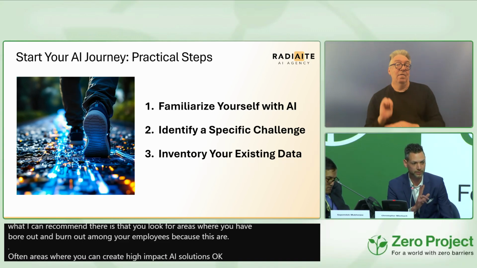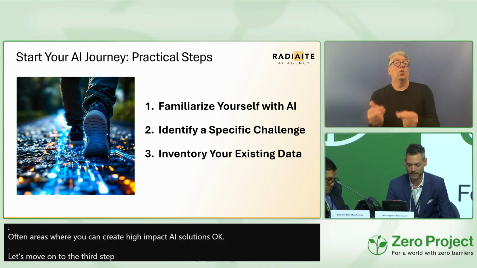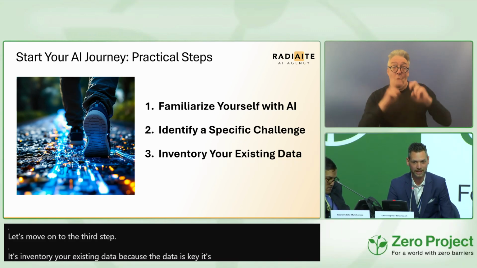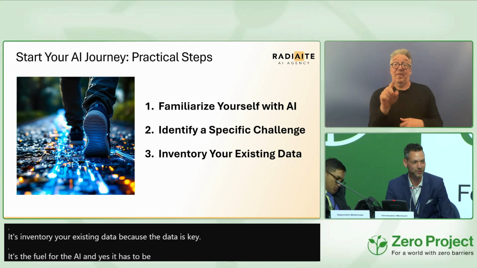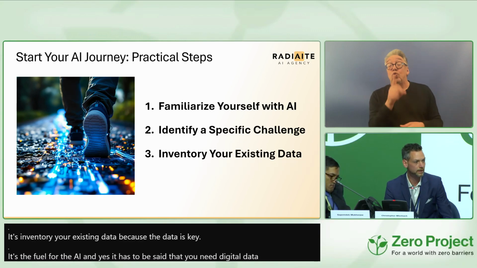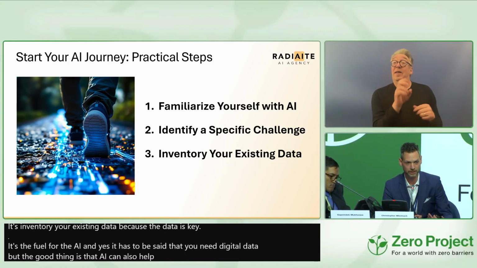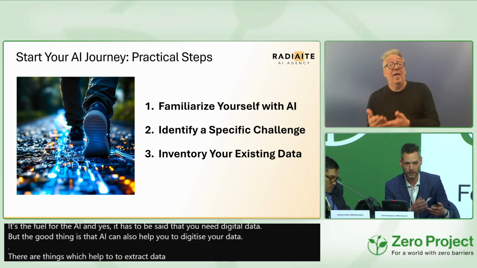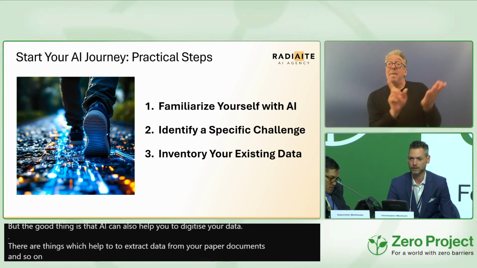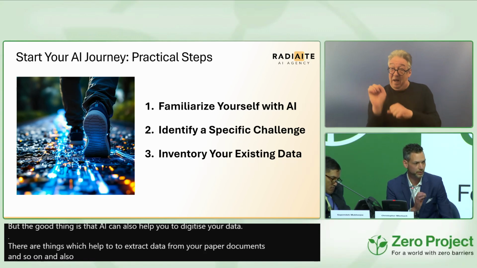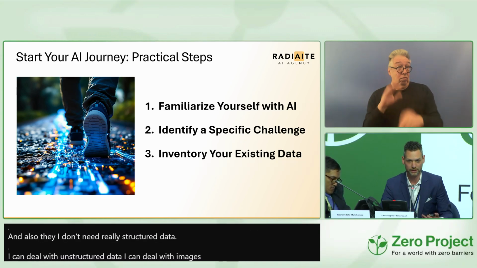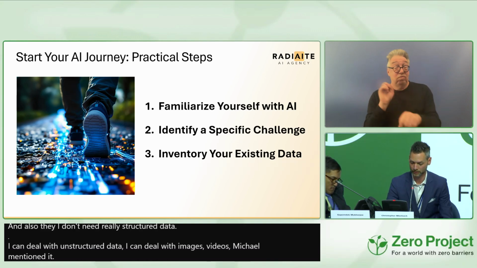Okay, let's move on to the 3rd step. It's inventory your existing data, because the data is key. It's the fuel for the AI. And yes, it has to be said that you need digital data. But the good thing is that AI can also help you to digitize your data. There are things which help to extract data from your paper documents and so on. And also the AI doesn't really need structured data. It can deal with unstructured data. It can deal with images, videos. Michael mentioned it. So all of this is possible.